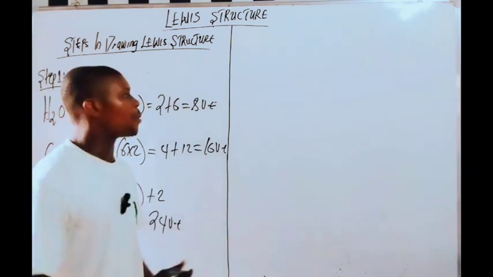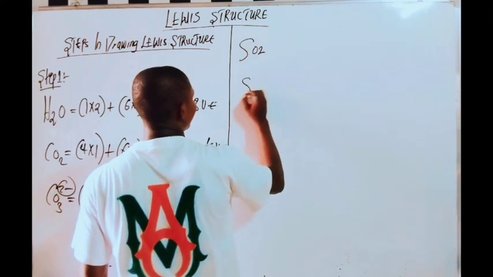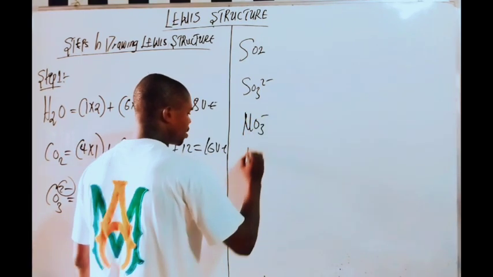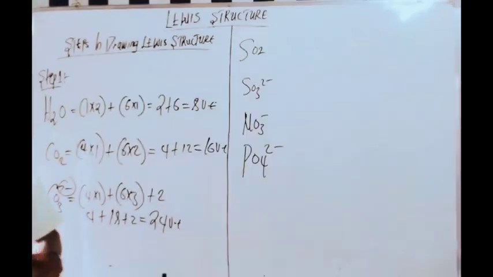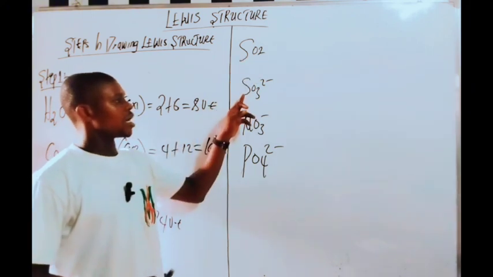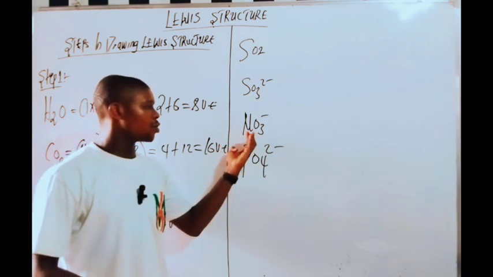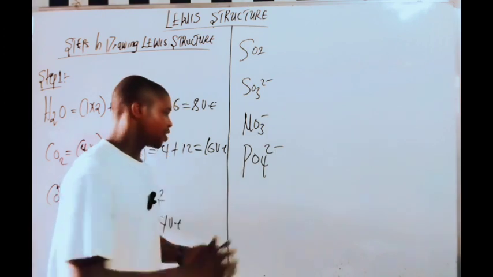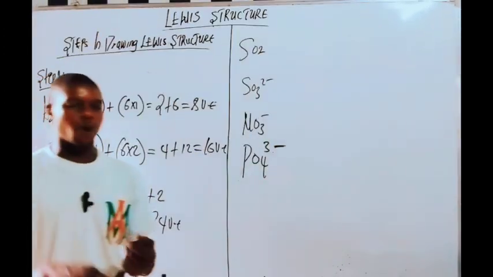So I will give you the rest to try. Try these here: SO2, SO3 2 minus, NO3 minus, PO4 3 minus. Go ahead and calculate the total valence electrons for all of these. What is the total valence electron of SO2? What is the total valence electron of SO3 2 minus? NO3 minus? PO4 3 minus? Yes, 3 minus. So go ahead and try these for me and leave your answers in the comment section.